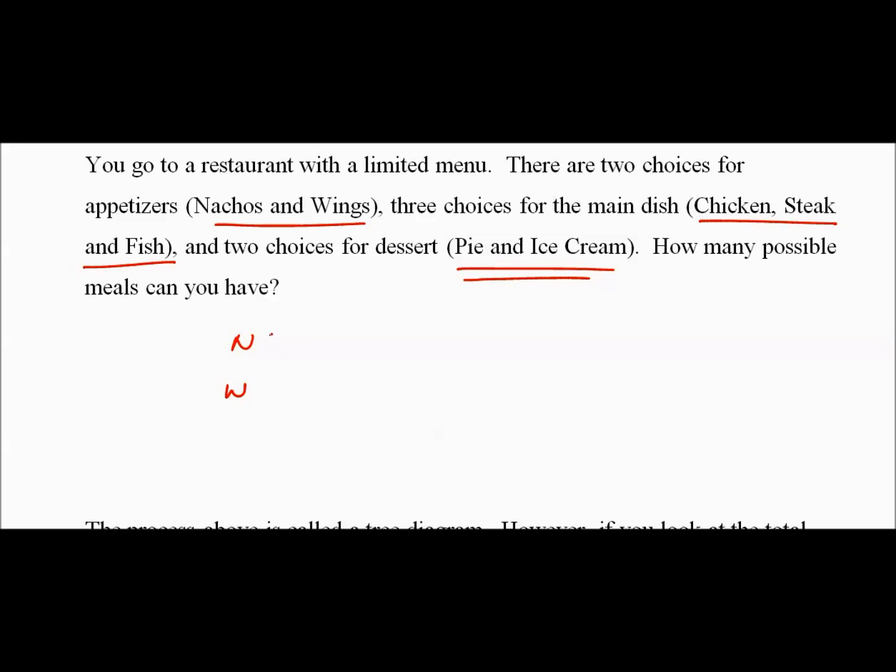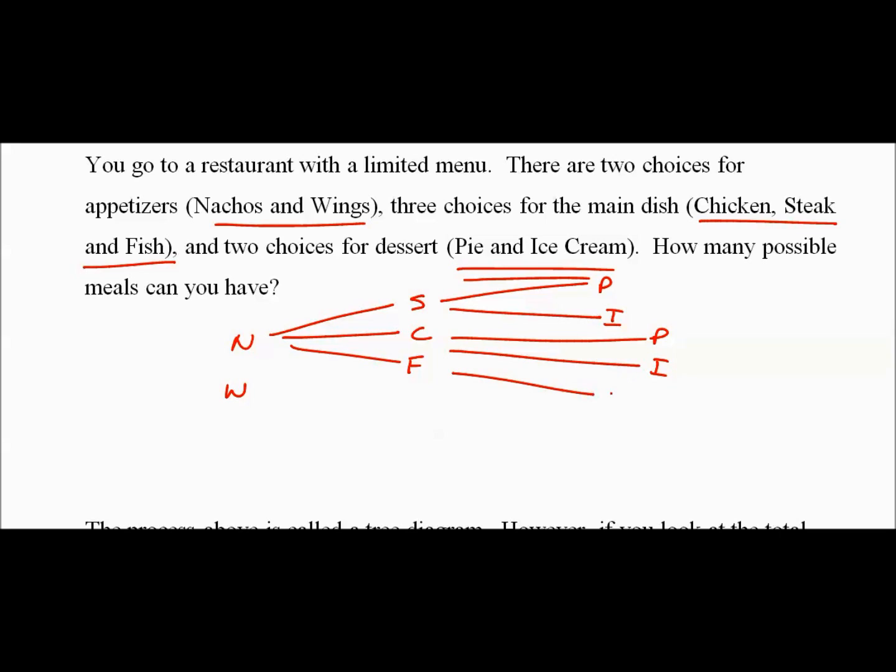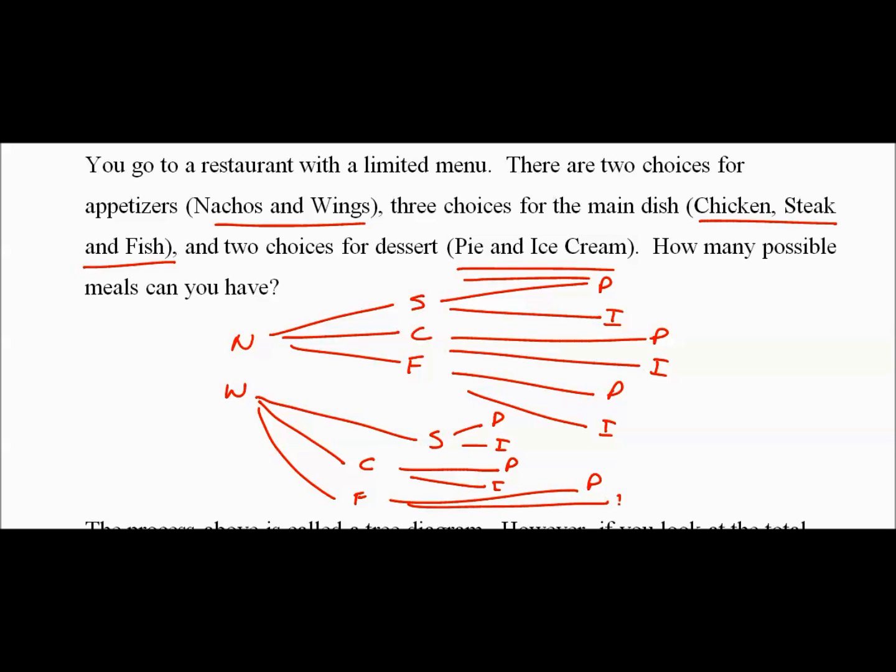So, if you have nachos, you could also have steak, chicken, and fish. If you have steak, you could have pie or ice cream. Chicken, you could have pie or ice cream. Fish, you could have pie or ice cream. And then, of course, we have to repeat it all for the wings. Pie or ice cream, pie or ice cream. The question is, how many possible meals can we have?